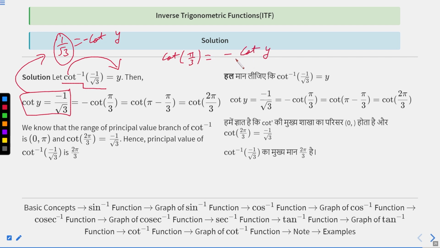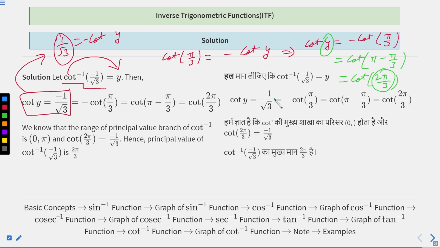Now we know what we know. I can rewrite it as cot y is equal to minus cot pi by 3. Now from this I can say that minus cot pi by 3 is equal to cot of pi minus pi by 3, and from this I can say that cot 2 pi by 3, so y is equal to 2 pi by 3.